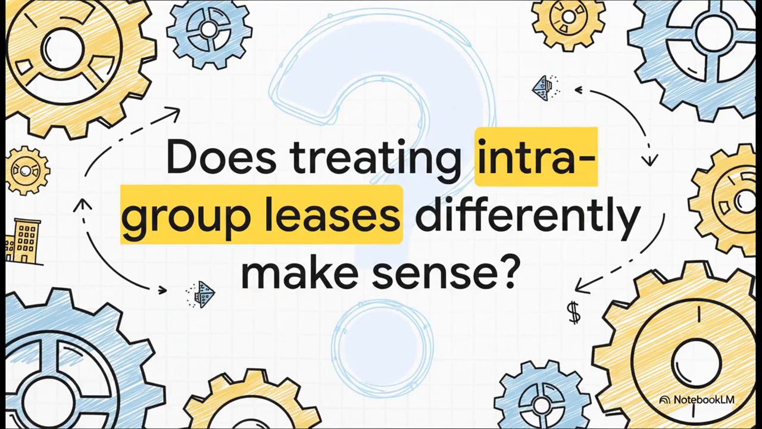I'll just leave you with one final question to chew on, which takes us all the way back to that 3rd trap. Does the logic of treating those intra-group leases one way on individual books and another way on the consolidated statements, does that really make sense? Does it reflect economic reality? It's a great question, and it really gets to the heart of why we even have consolidation accounting in the first place.